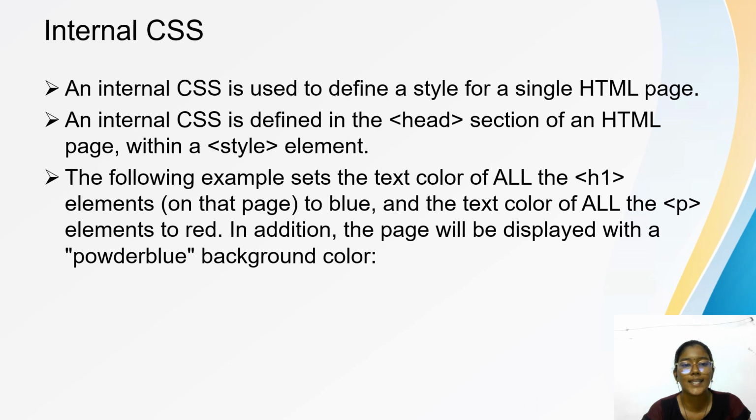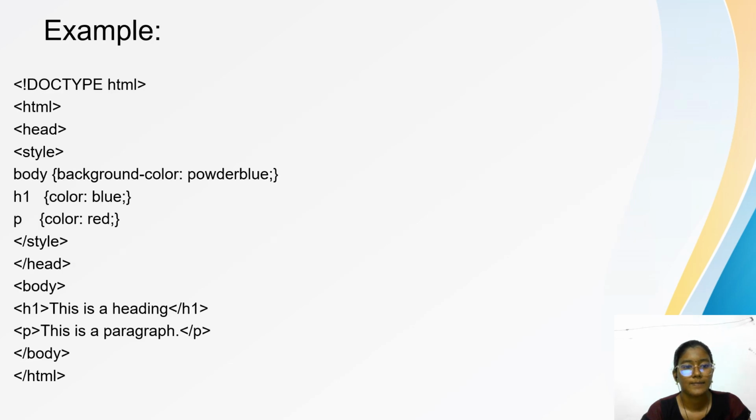Internal CSS. An internal CSS is used to define a style for a single HTML page. An internal CSS is defined in the head section of an HTML page with a style element. The following example sets the text color of all the heading elements to blue and the text color of all the paragraph elements to red. In addition, the page will be displayed with a powder blue background color.